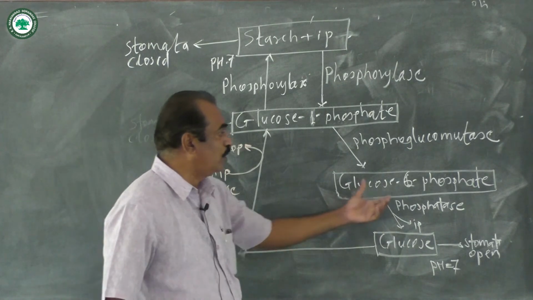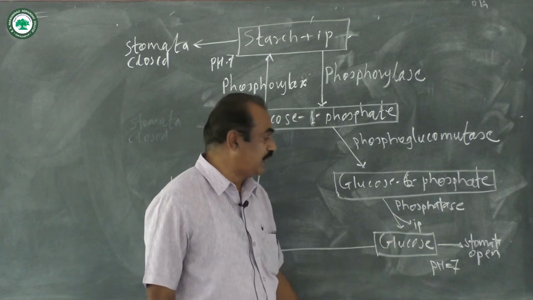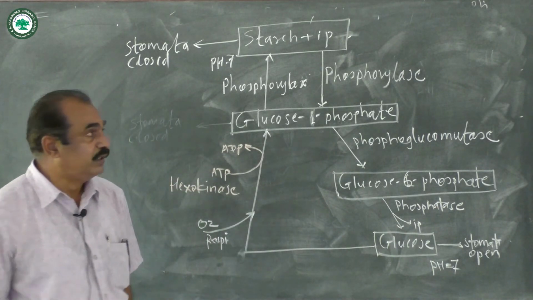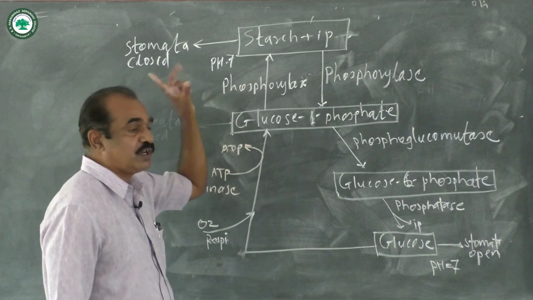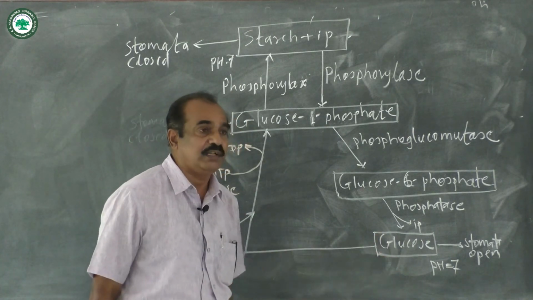Now this glucose 6-phosphate is dephosphorylated with the help of the enzyme phosphatase, and there is a synthesis of glucose. Now there are two substances: the starch, which is osmotically inactive, and the glucose synthesized from it, which is osmotically active.